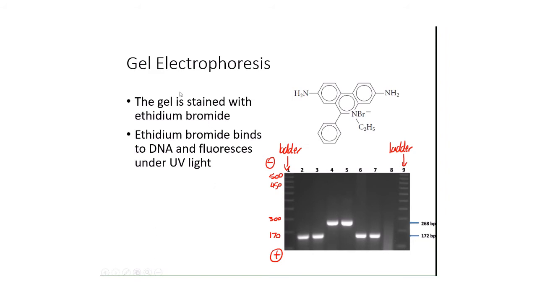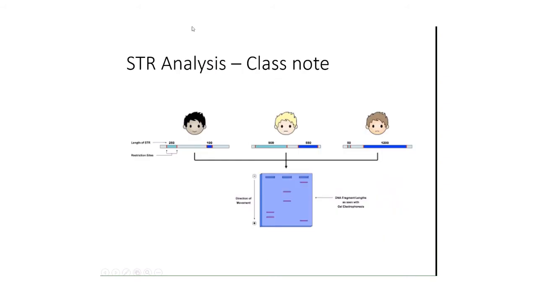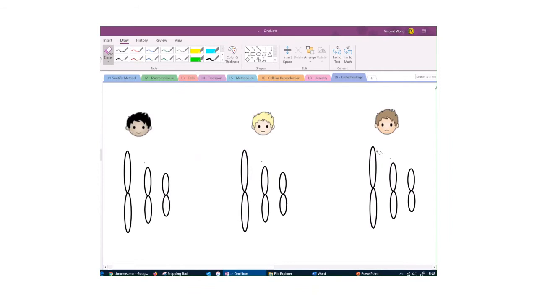So now that we know how gel electrophoresis works, we will talk about how to combine that with short tandem repeats analysis to determine whether two samples are from the same person or not. So let's say we have three people here, and we have three separate chromosomes. Over here we have, let's say, chromosome 4, chromosome 7, and chromosome 18. Okay, so we'll be looking at the same three chromosomes for these three individuals.